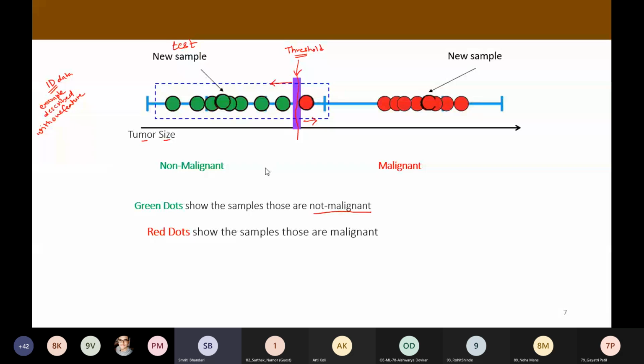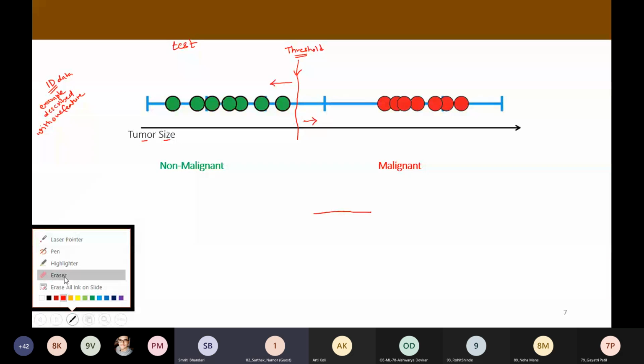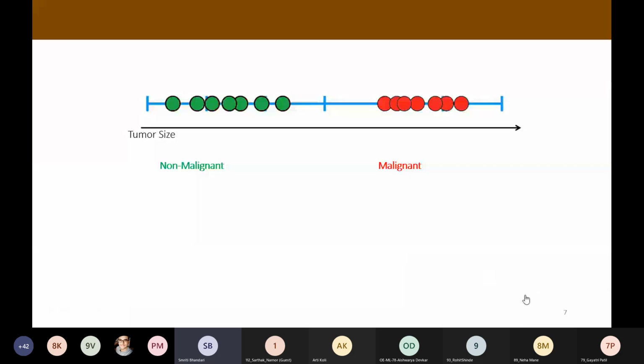Ma'am, on what basis have we defined the threshold value? Yes, right now we have decided it randomly. Okay? But now we are going to discuss the same thing, how to determine the threshold.